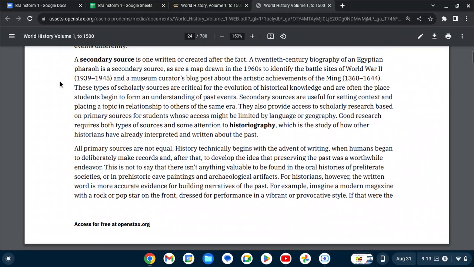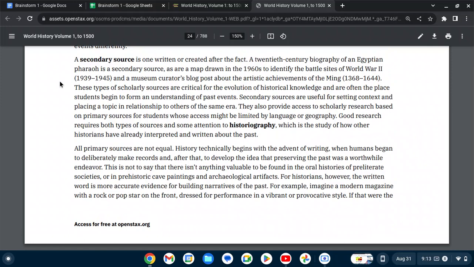A secondary source is one written or created after the fact. A 20th century biography of an Egyptian pharaoh is a secondary source, as are a map drawn in the 1960s to identify the battle sites of World War II, and a museum curator's blog post about the artistic achievements of the Ming. These types of scholarly sources are critical for the evolution of historical knowledge and are often the place students begin to form an understanding of past events.